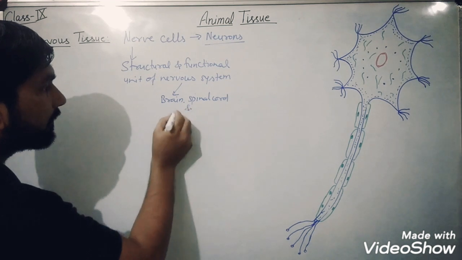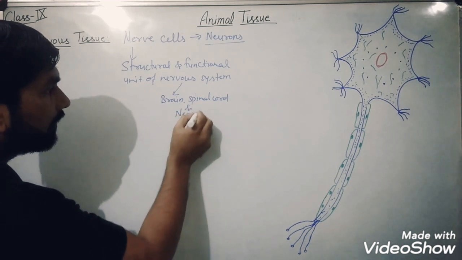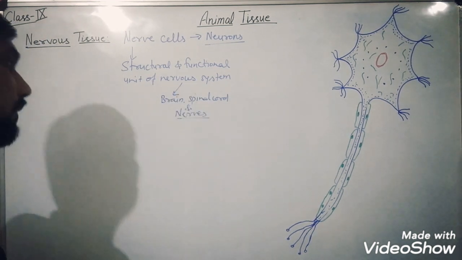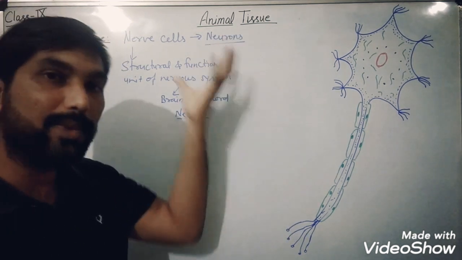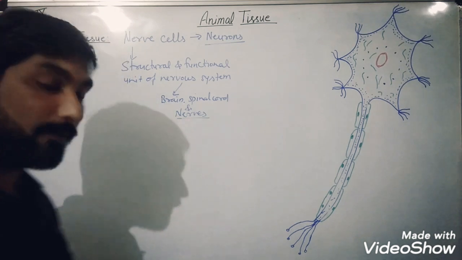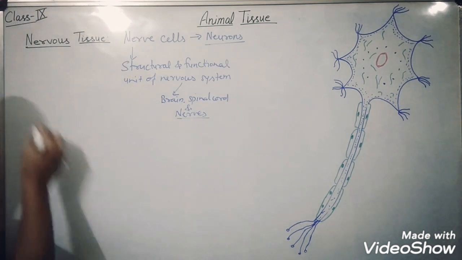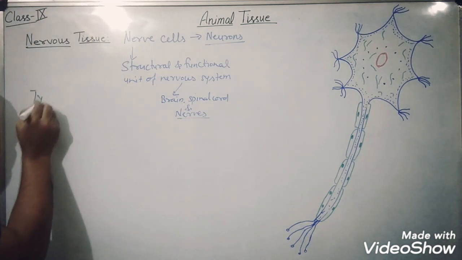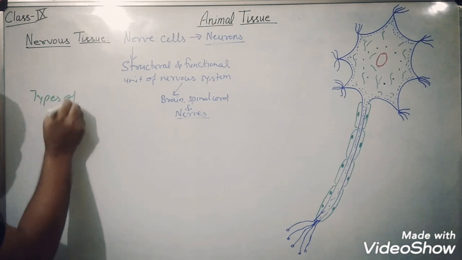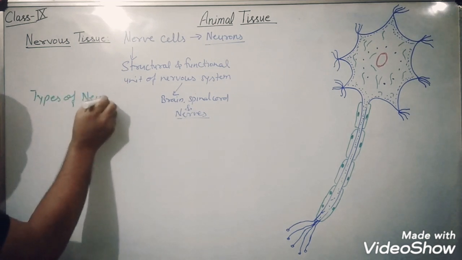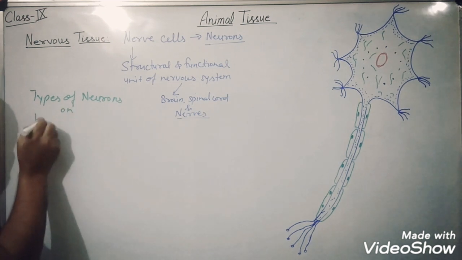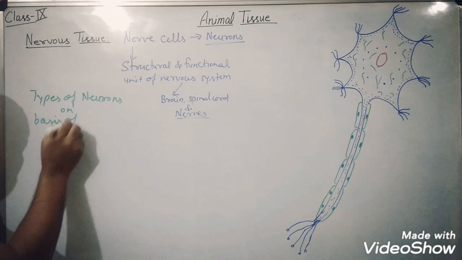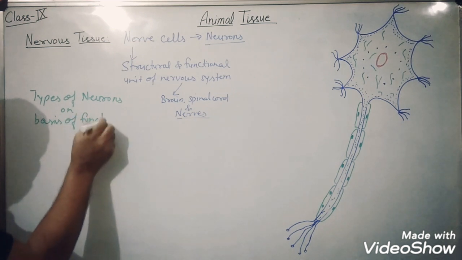and nerves. So we will see what are the types of neurons on the basis of the functions that they perform in our body. Types of neurons on the basis of functions.